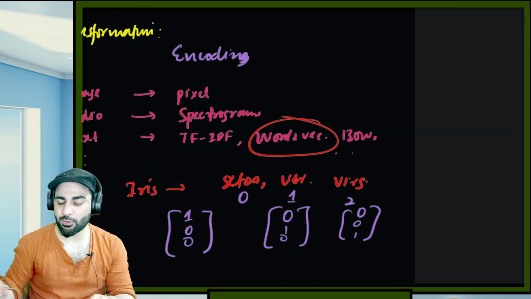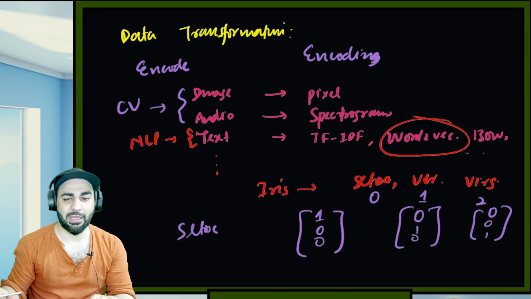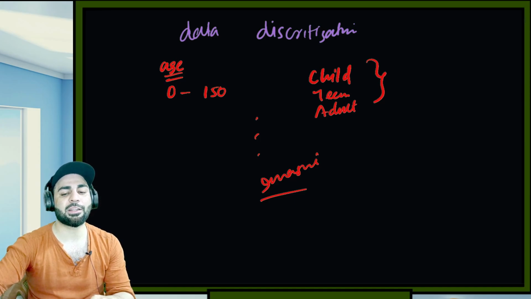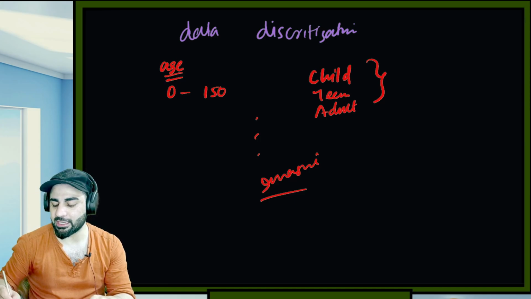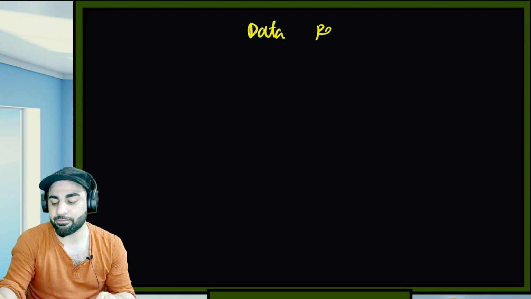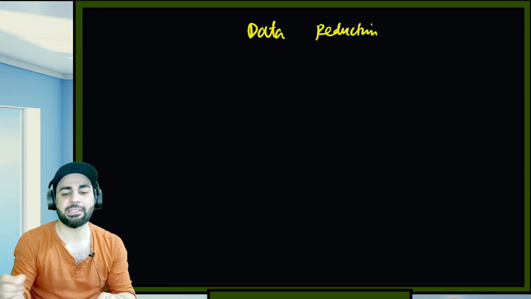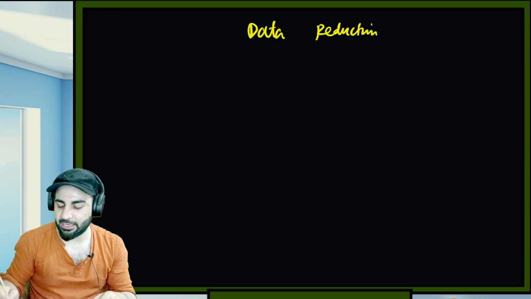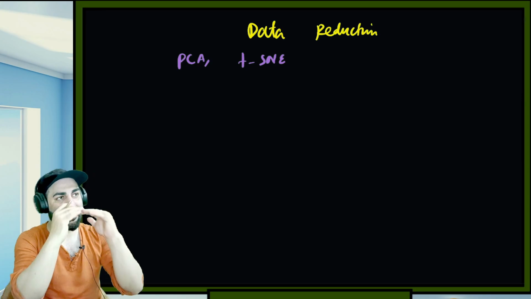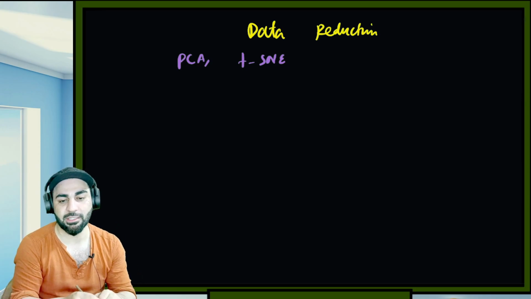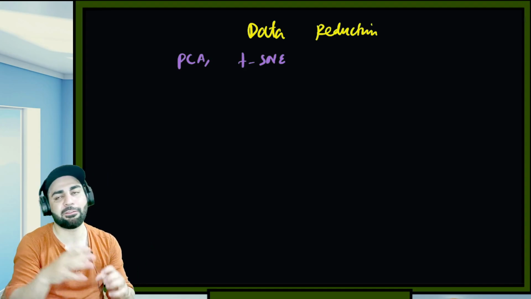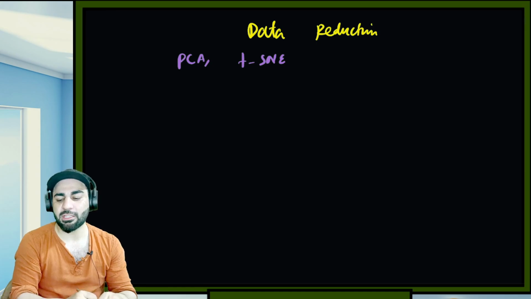Initially you encode the data, and then you transform the data. After transformation, sometimes you feel there are a lot of features. Can I reduce the features? Can I make my model a little simpler? So you do data reduction. In this you have techniques like PCA and techniques like t-SNE. All these techniques help you reduce the number of features, so that you can remove irrelevant features. You can use a combination of different features to make them one feature. This is what data reduction is.